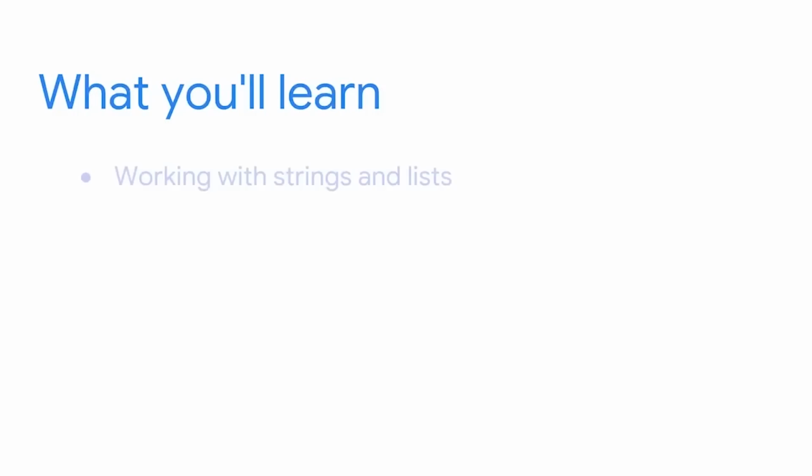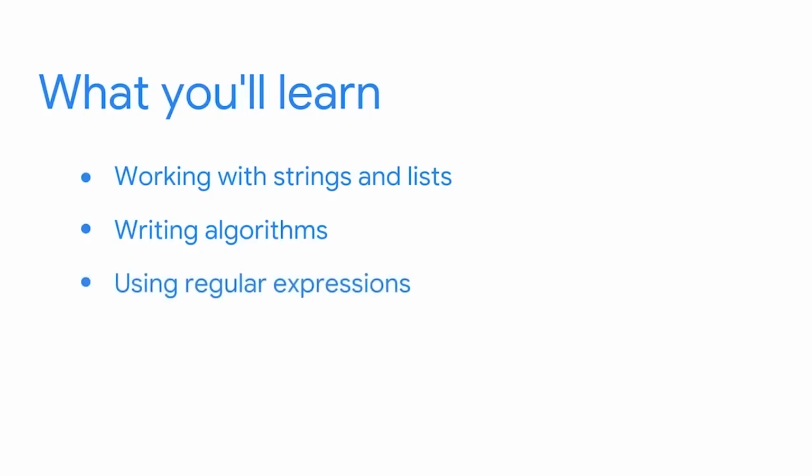First, you'll learn more about working with strings and lists. We'll expand the ways that you can work with these data types, including extracting characters from strings or items from lists. Our next focus is on writing algorithms. You'll consider a set of rules that can be applied in Python to solve a security-related problem. And finally, we'll further expand the ways we can search for strings when we explore using regular expressions.